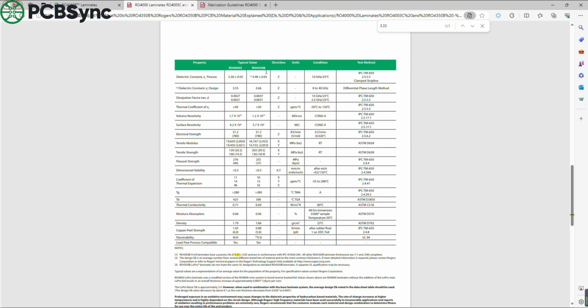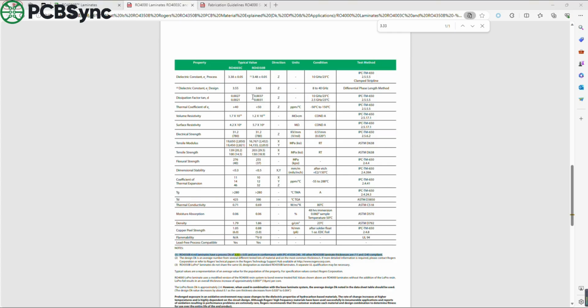The manufacturer DK is mainly used for material specifications and production DK process control, while the design DK is more suitable for circuit design. So when designing for impedance and phase, you can't just look at 3.48 and apply it directly to all models. In addition, there's an exception. For RO4350B with a thickness of 4 mil, the manufacturer DK is 3.33 plus or minus 0.05. Before designing, you must confirm the specific thickness.